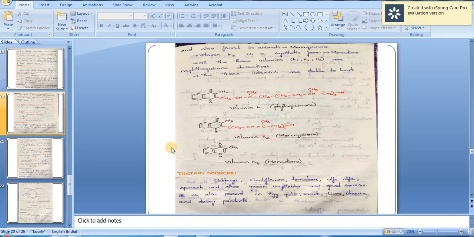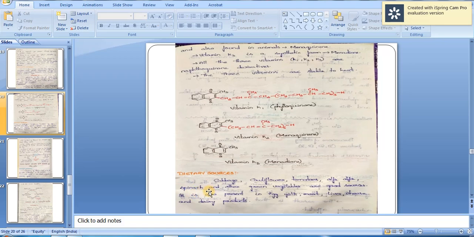Next, all the three vitamins K1, K2, K3 are naphthoquinone derivatives. These three derivatives are stable to heat. Their activity is however lost by oxidizing agents, irradiation, strong acids and alkalis. See, these are the chemical structures of vitamin K1, K2, K3: this is the phylloquinone structure, this is the menaquinone structure, and this is the menadione structure.